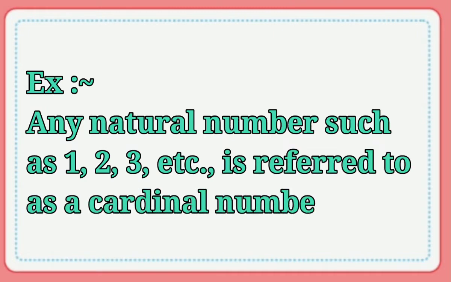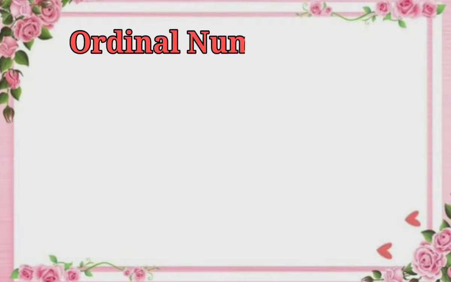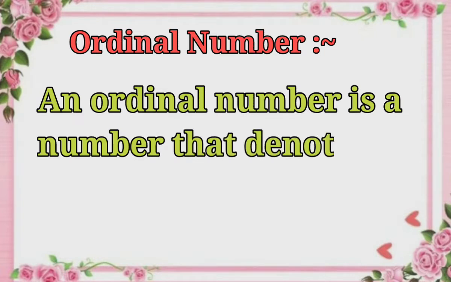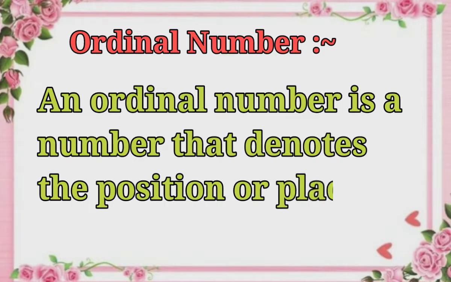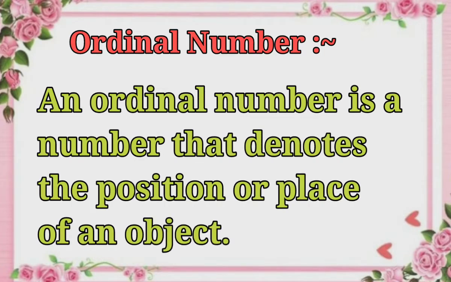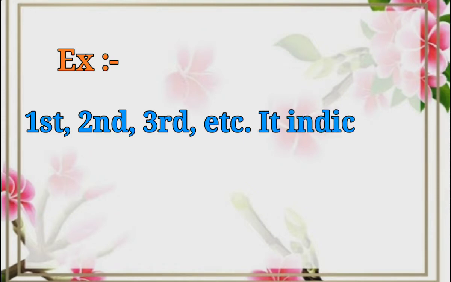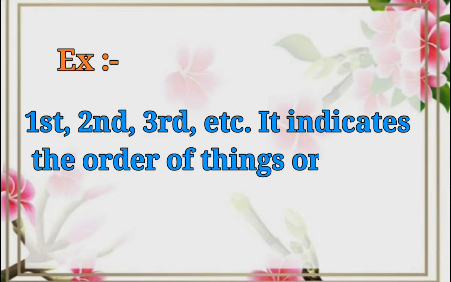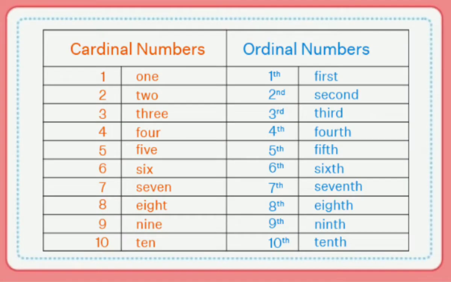Now we know about ordinal numbers. An ordinal number is a number that denotes the position or place of an object. For example, first, second, third, etc. It indicates the order of things or objects. In this slide, we will see what the differences are between cardinal and ordinal numbers.